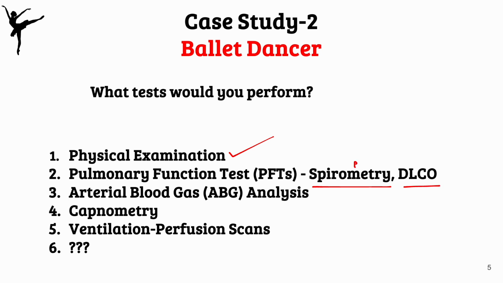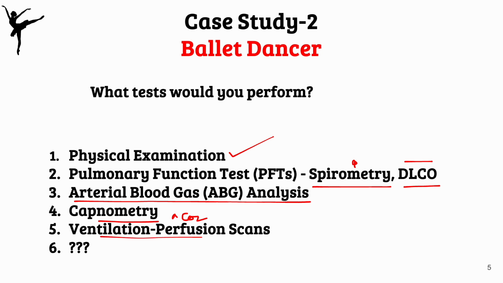Sometimes spirometry doesn't tell you enough about what's going on. If there's anything in the alveoli also, that's why you'll do DLCO. You will for sure do arterial blood gas analysis to see what the arterial PO2 and arterial PCO2 are. That will give you some indication of how the gases are in the blood, especially given the fact that she has dyspnea. Capnometry, because you want to see what the CO2 levels are, the arterial CO2 levels.